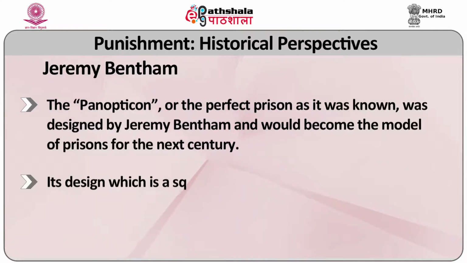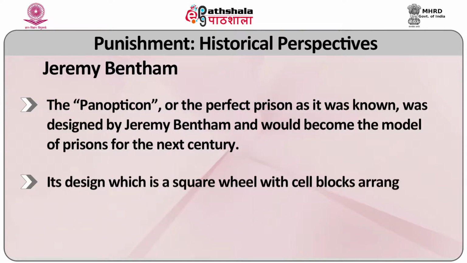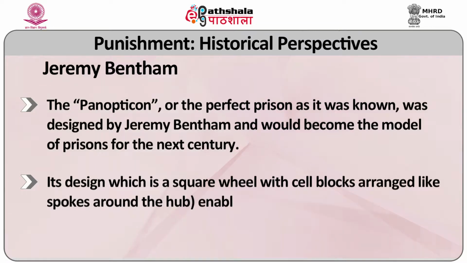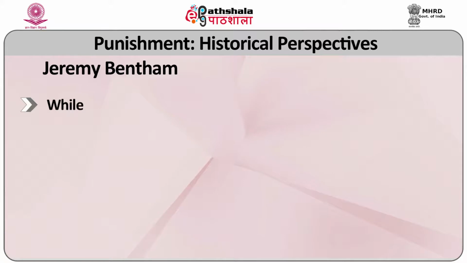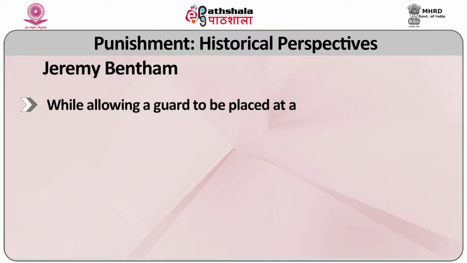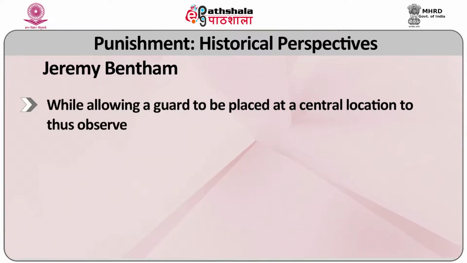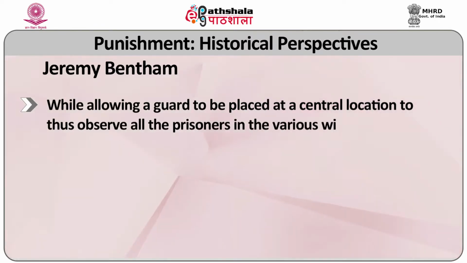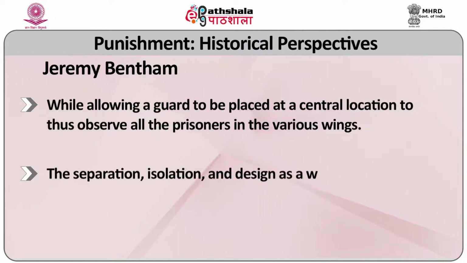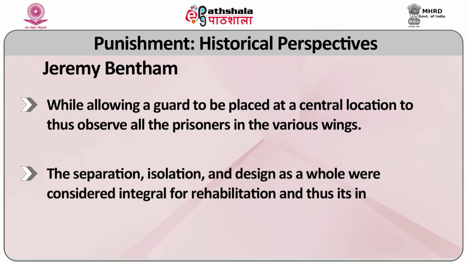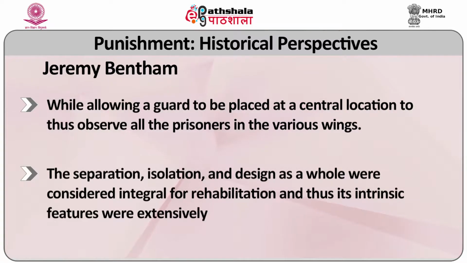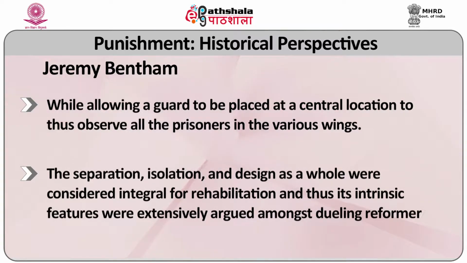Its design, which is a square wheel with cell blocks arranged like spokes around the hub, enabled total separation of prisoners while allowing a guard to be placed at the central location to thus observe all the prisoners in the various wings. The separation, isolation and design as a whole were considered integral for rehabilitation, and thus its intrinsic features were extensively argued amongst dueling reformers.